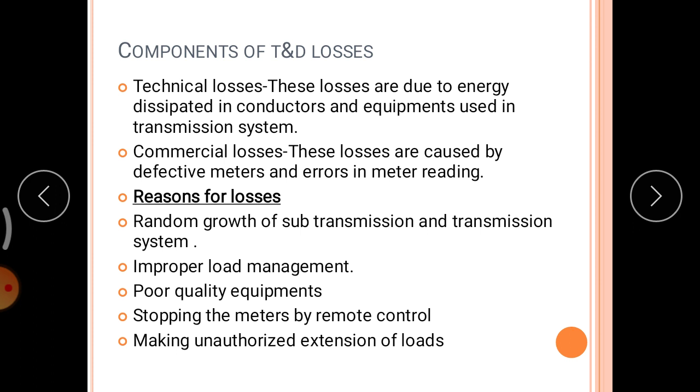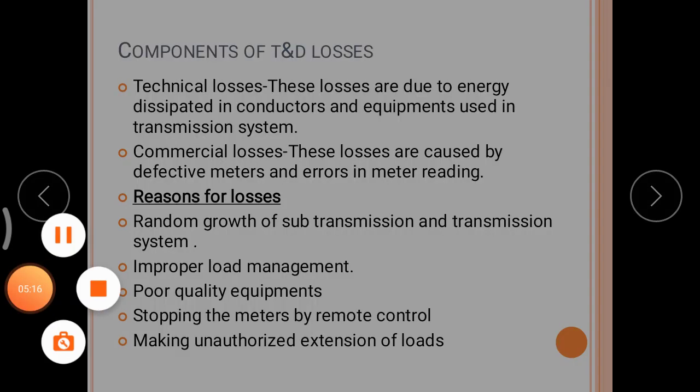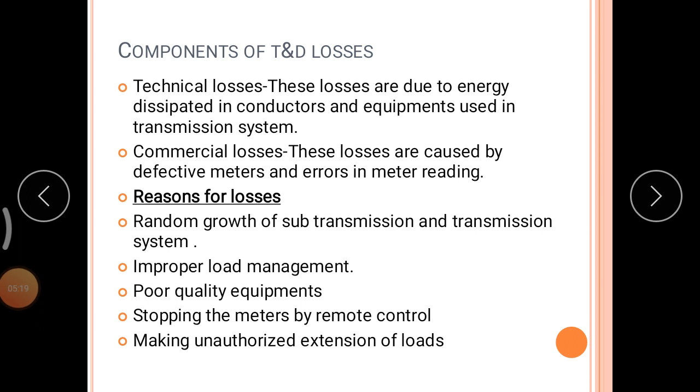And we have to manage the load properly. Because of improper load management also, losses will occur. Next, if you are using some poor quality equipment, there will be losses. And sometimes some people stop the meters by remote control. It may be an analog energy meter. In olden days they used magnets and made short connections so that our energy meter would not run. Because of such things there are also losses. And unauthorized extension of load: in agriculture, some people use mechanical jerks and take unauthorized loads. Because of that also transmission and distribution losses occur.